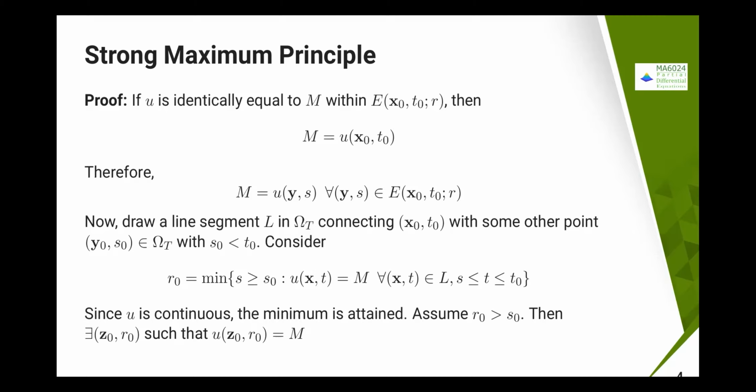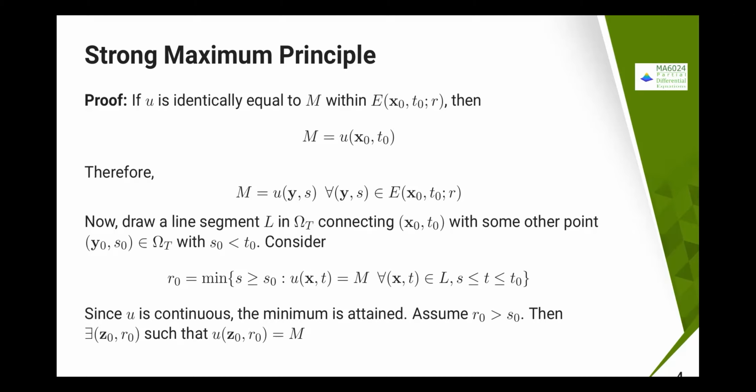If I prove r naught equals s naught, then I can immediately conclude that this r naught becomes x naught, meaning this omega t bar is going to be attained, it is going to become like a bounding point. So our goal is to prove that r naught equals s naught.